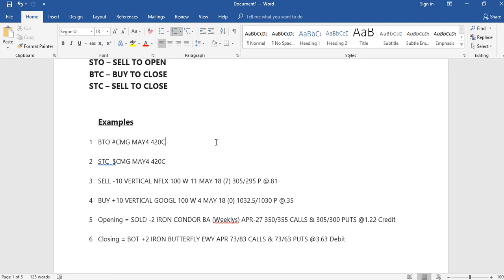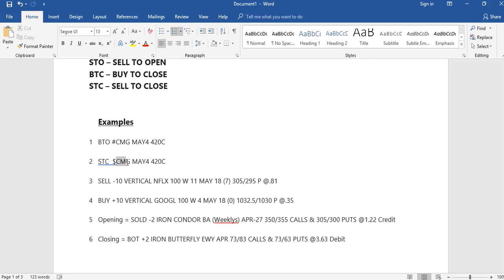So if we were to write this out into a sentence, we would say that this trader bought a call on CMG expiring on May 4th for the 420 strike price. So instead of writing that out as a full sentence, we can abbreviate it, and it just makes it easier to communicate to other traders. On the second one, we have an STC, a sell to close, so we automatically know they're closing out a trade that they already have on. They bought an option and now they're selling to close to get out of it.